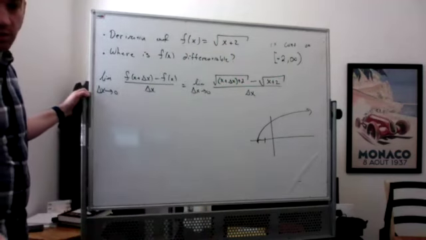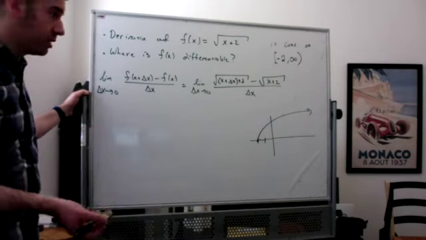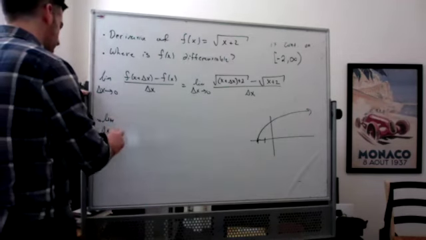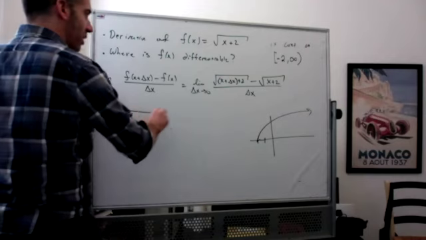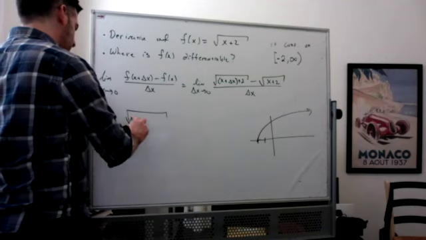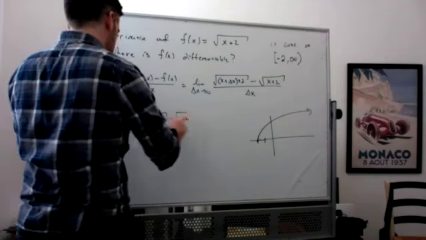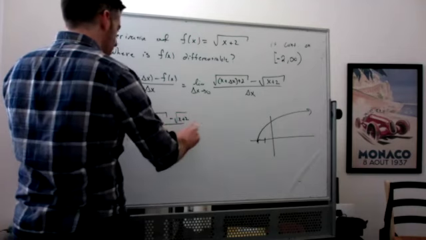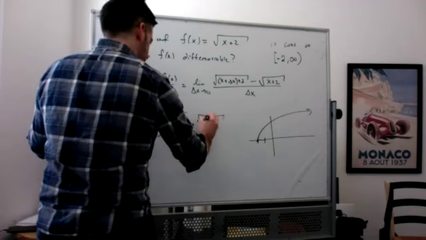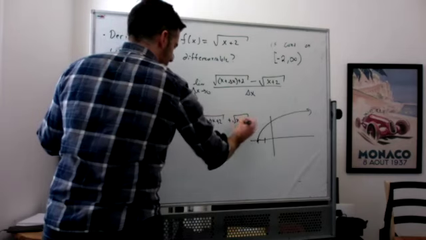And what we're going to do here is, whenever we have a square root minus or plus something else, we're going to multiply by the conjugate. So we're going to write this as the limit as delta x goes to 0 of the square root of x plus delta x plus 2 minus the square root of x plus 2, all over delta x, times the conjugate of this, which is the square root of x plus delta x plus 2 plus the square root of x plus 2, over the same thing.